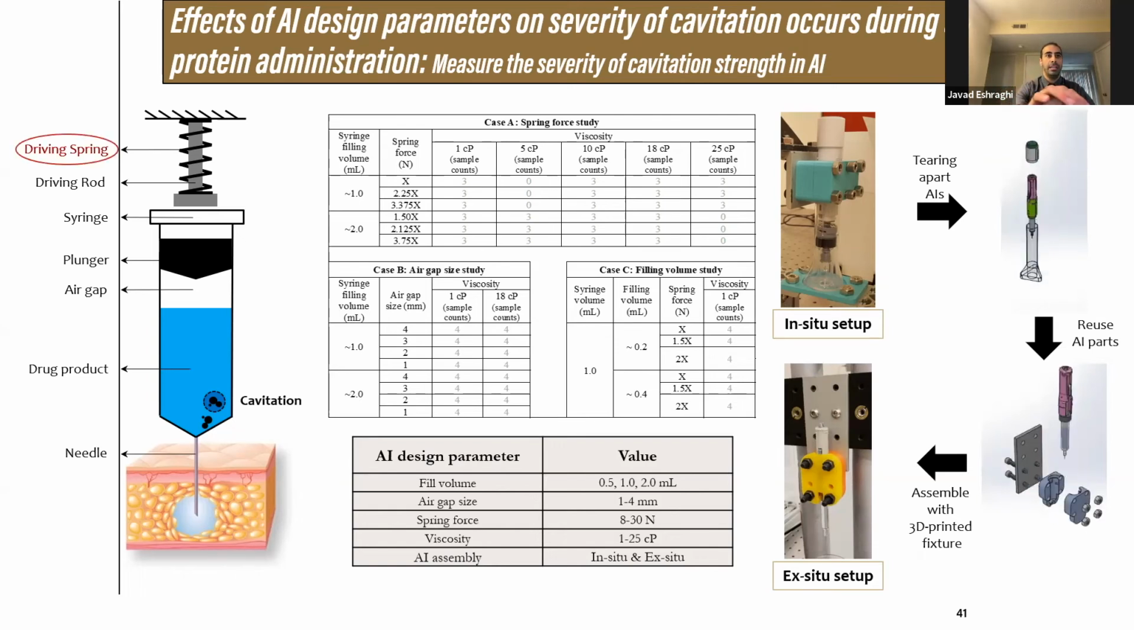Once we capture the images of cavitation, we find the equivalent diameter and fit them into the assimilation model to find the maximum extension rate induced by the cavitation. Our test matrix includes three cases. In case A, we study the effect of spring force. Case B has been designed to investigate the effect of the air gap, and results from case C reveal the impact of filling volume.